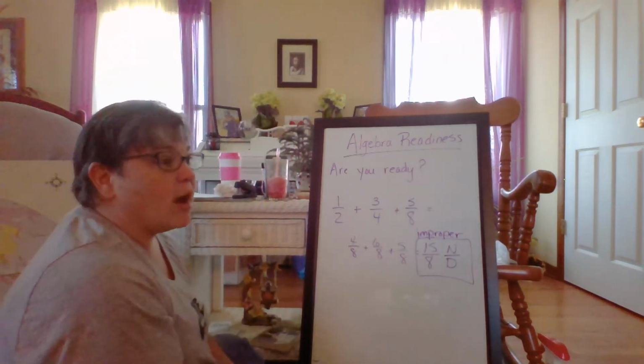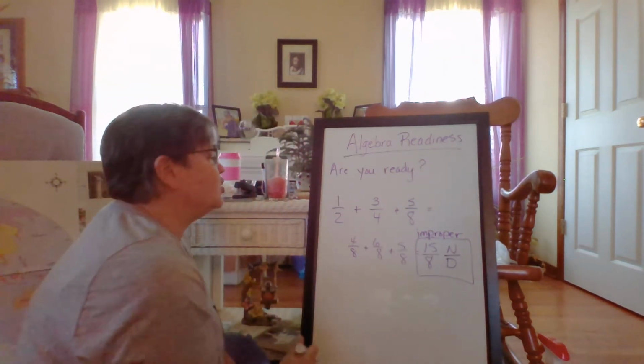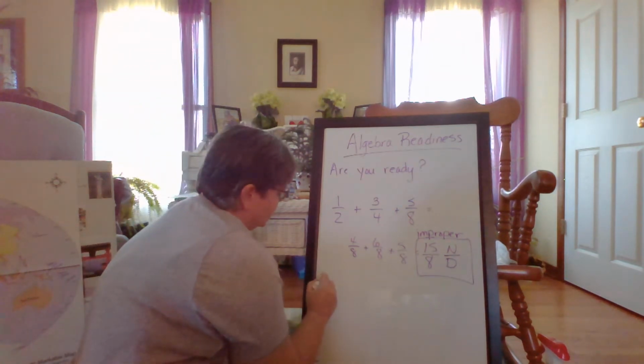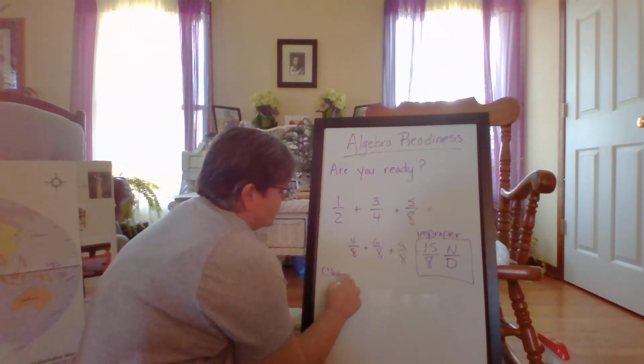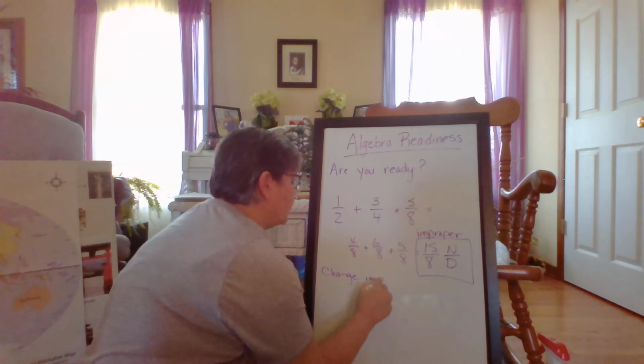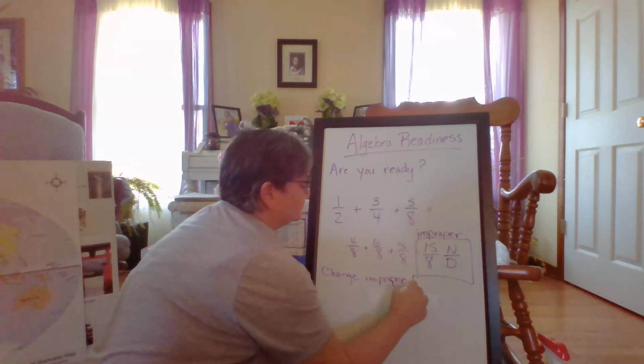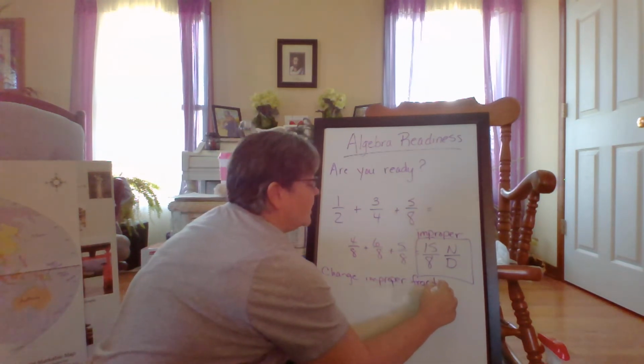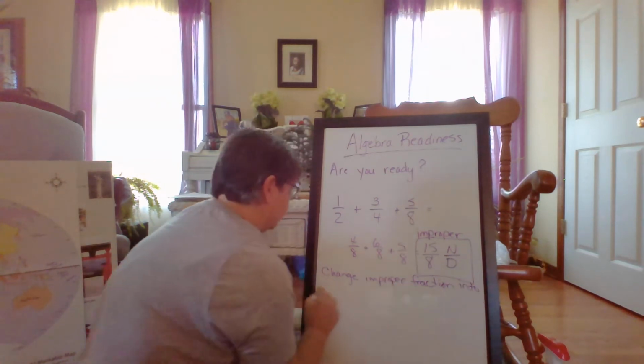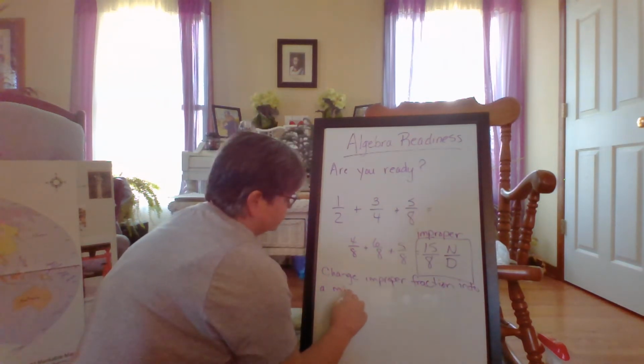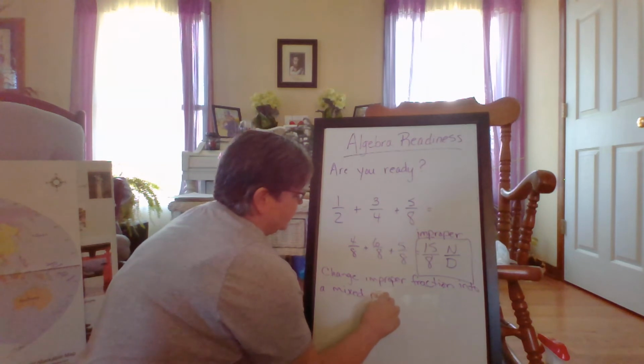And when we have an improper fraction, we want to make it into a mixed number. So you change the improper fraction into a mixed number by dividing.